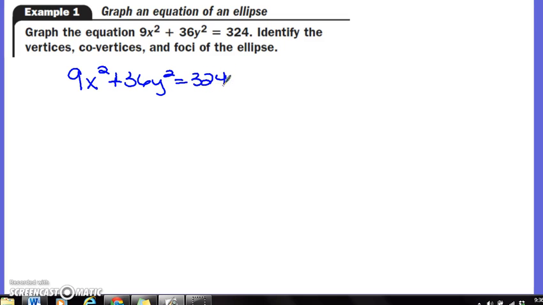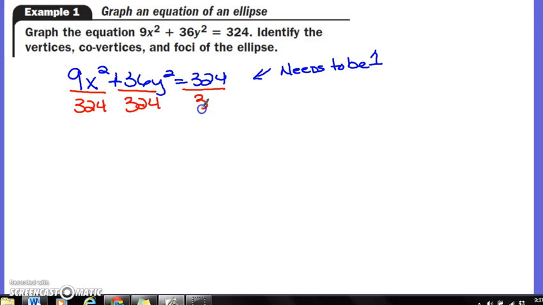Well, this needs to equal 1. To make it 1, we're going to divide the entire equation by 324, and we're going to reduce our fractions. So that is going to give me x squared over 36 plus y squared over 9 equals 1. We are now in the form we need.